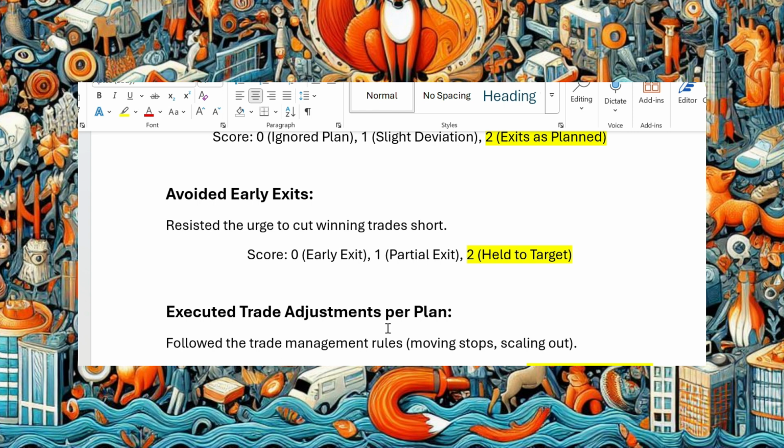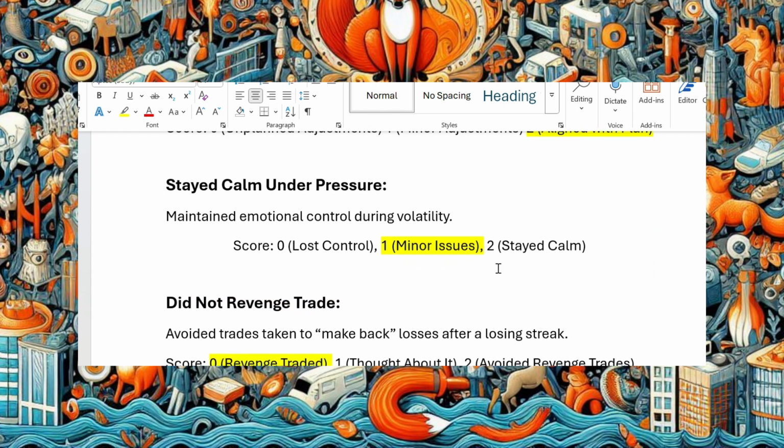Executed trade adjustments per plan, aligned with my plan. Like I said, I moved it up once it got to a certain point. Stay calm under pressure. Maintain emotional control during volatility. I had some minor issues, especially when it was coming against me, and I'm like, dang. And then after looking at some of the candles, like I was saying, wishing I had got in a little earlier.